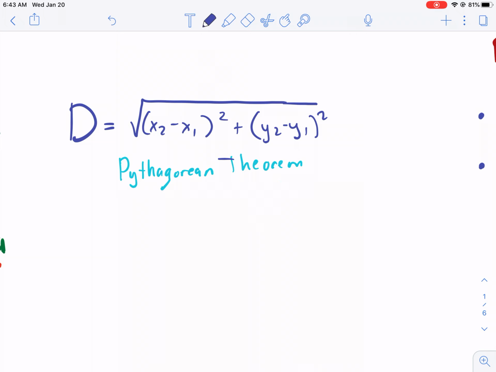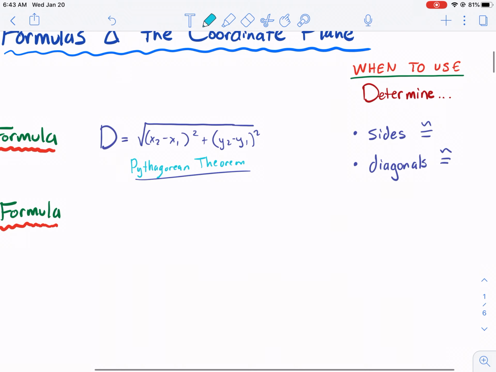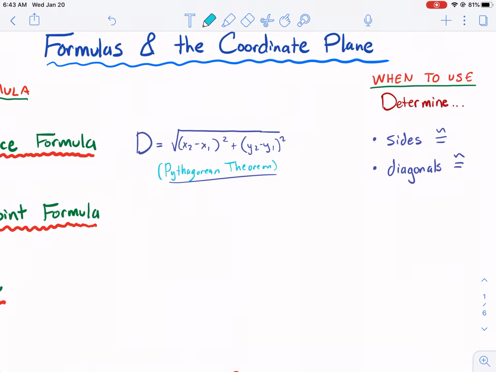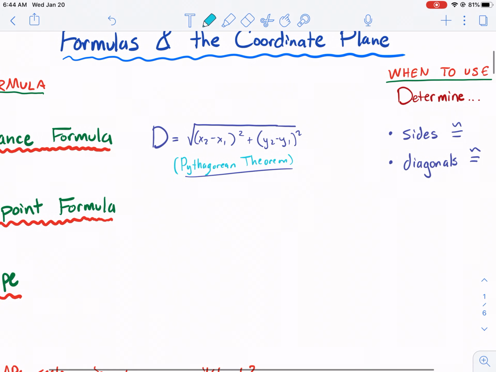I'm going to change the color here. I think that'd be cooler. So that Pythagorean theorem, and maybe I'll put that in parentheses. Okay, so that's the distance formula. We can determine if sides are congruent or diagonals are congruent.